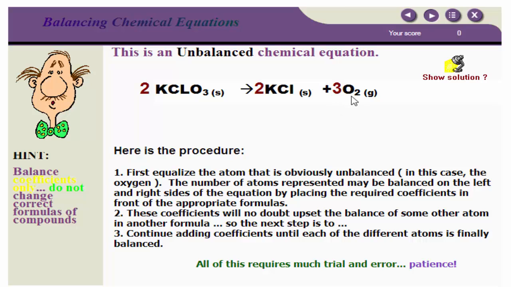We now have 3 times 2, 6 oxygen atoms on the product side, 3 times 2, 6 atoms of oxygen on the reactant side. So again, when you go through this on your own, make sure you follow the procedure. Get it clear in your head.